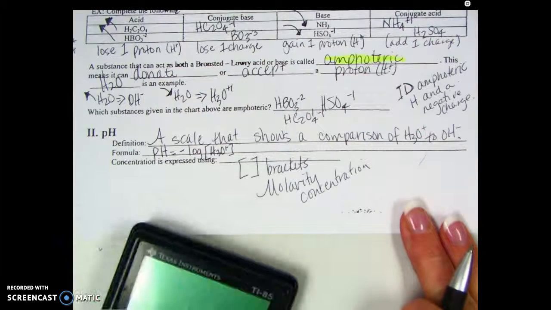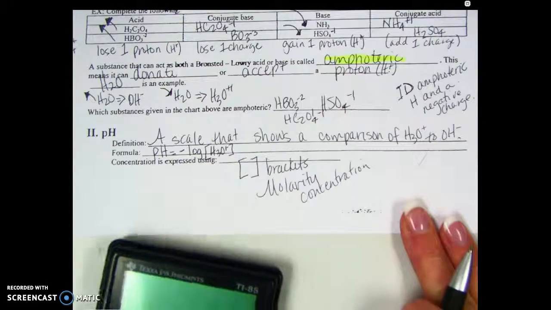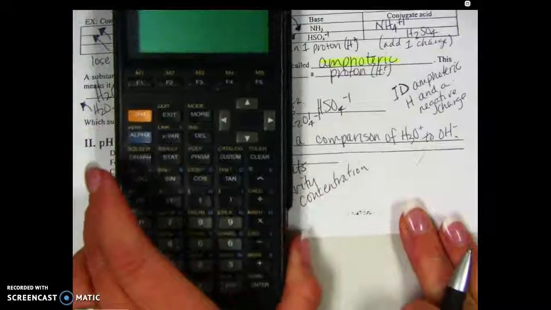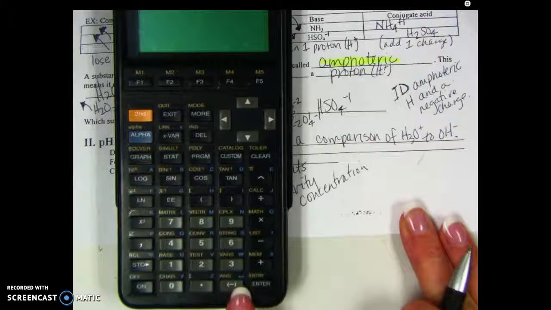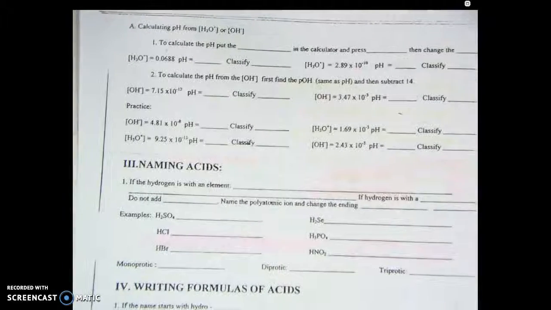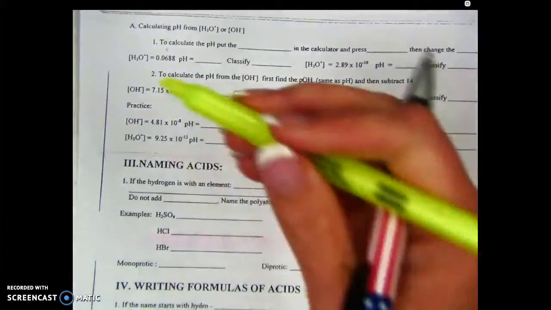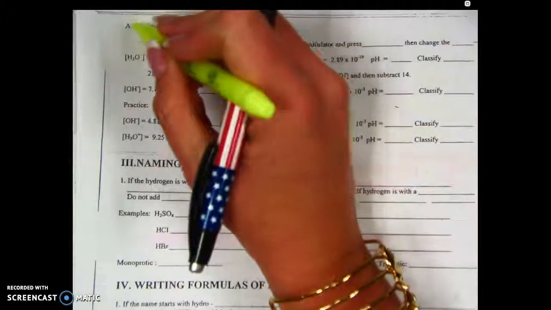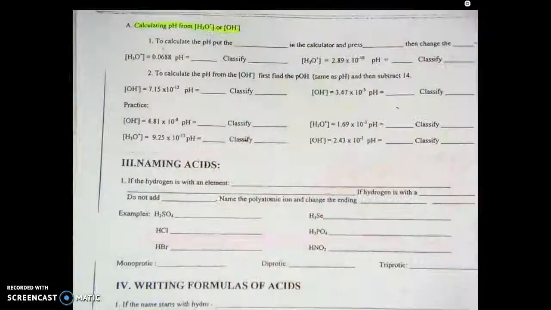Okay, so if you have a TI or a calculator that has a log function, you're going to click the negative log and then just plug in the number. So let's look at it on the back. Calculating pH looks intense, but you're going to actually enjoy this. So, calculating pH from hydronium or hydroxide.